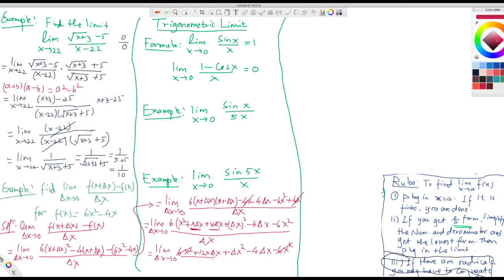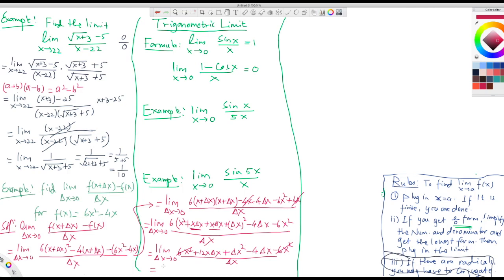And then there is delta x in the denominator. If you plug in the limit right here, you will get 0 over 0. For example, if you plug in the limit, you will get 6 times 0, and delta x squared will be 0. So 6x squared minus 4x, and then minus 6x squared minus 4x. That will be 0 over 0 when you plug in delta x tends to 0. Now what is left here is 12x delta x plus delta x squared minus 4 delta x.